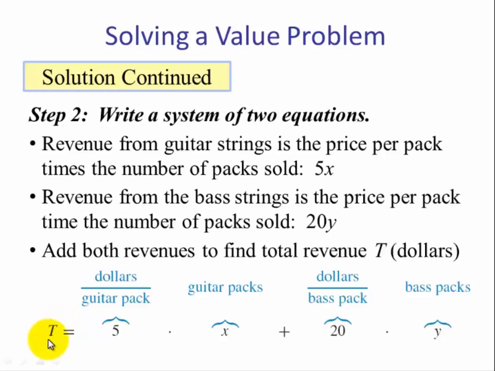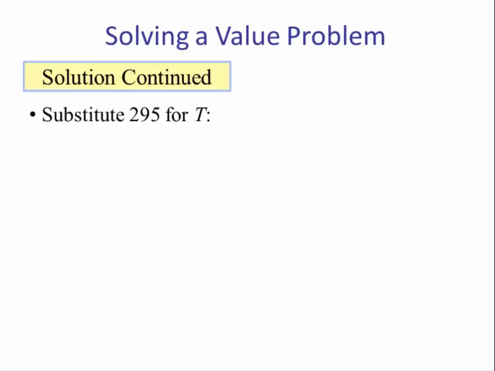So our first equation is T, total revenue, is equal to 5X plus 20Y. Now from the problem we know the total revenue was $295, so we substitute that for T, and we have our first equation. 295 equals 5X plus 20Y. So we have an equation involving the cost.